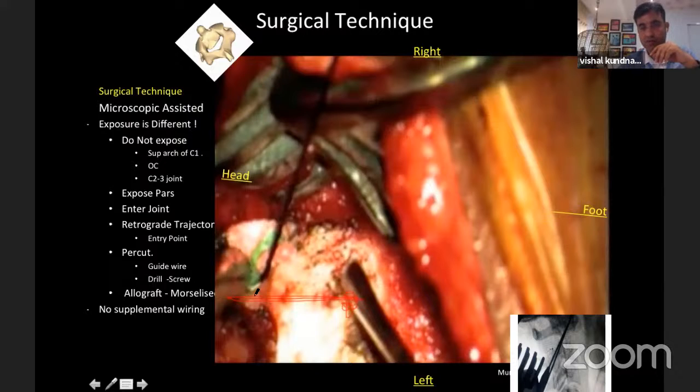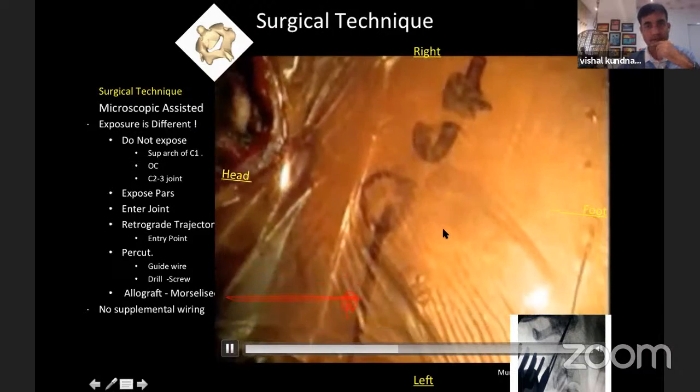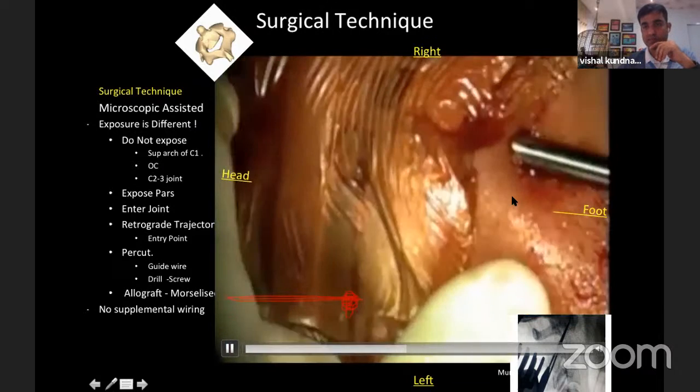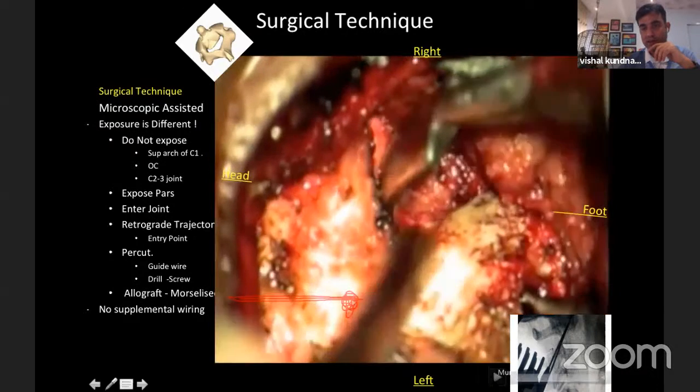So even in the narrowest pars, which is right in front of your eyes, you are able to see that. And on C-arm, you can see the exit point, and you can actually make a good entry point there, and you can work through. So that's how you proceed then. And then the percutaneous screw comes from the C1 lateral mass. Your drill sleeve gets in, and the guide wire starts coming up.